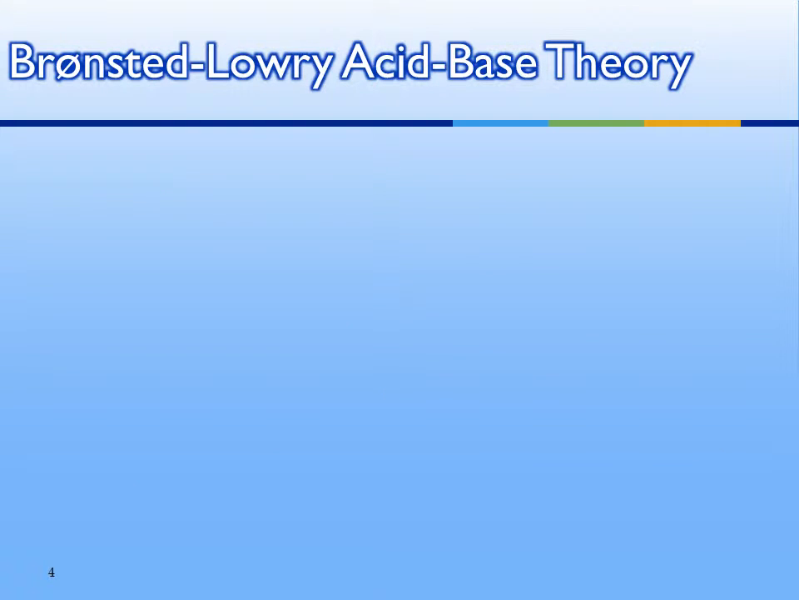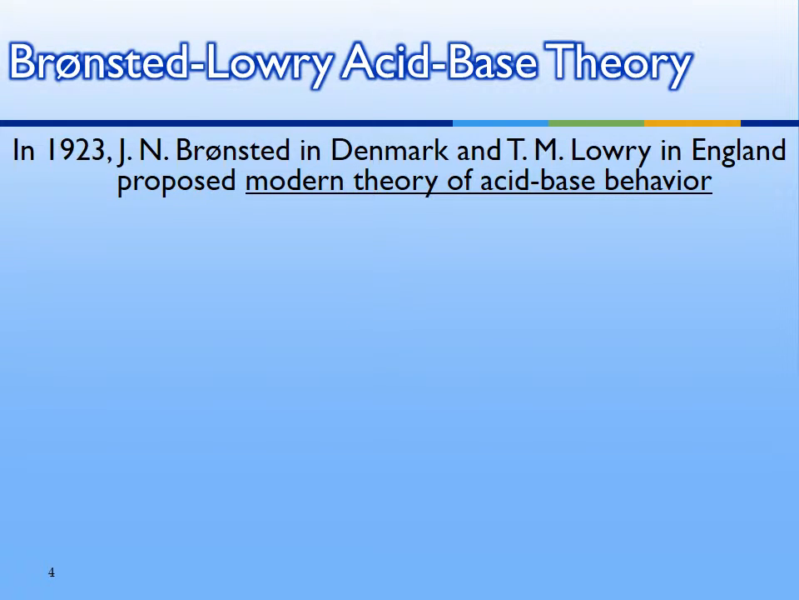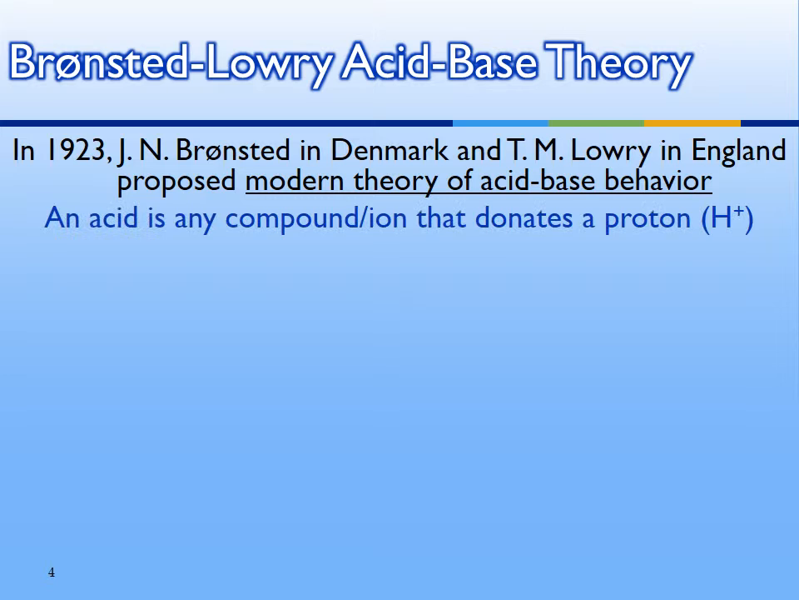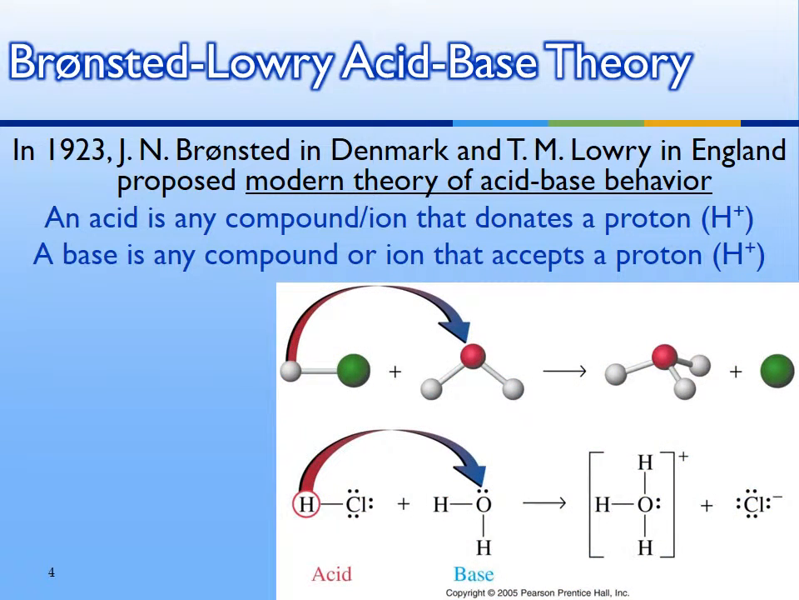So in 1923, a new theory was developed, which is now our working theory of acids and bases. It is known as the Bronsted-Lowry acid-base theory. So when we talk about an acid or a base today, we typically mean the Bronsted-Lowry acid or base, unless we specify otherwise. So what does it say? An acid is any compound that donates a proton. A base, on the other hand, is any compound or ion that accepts a proton.